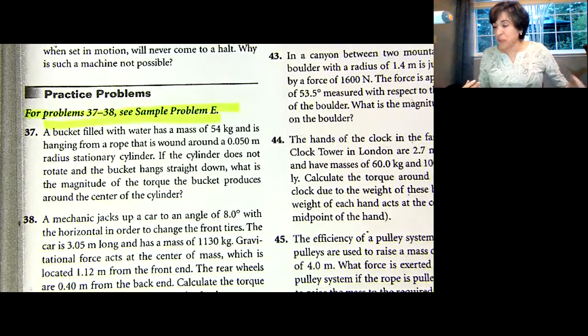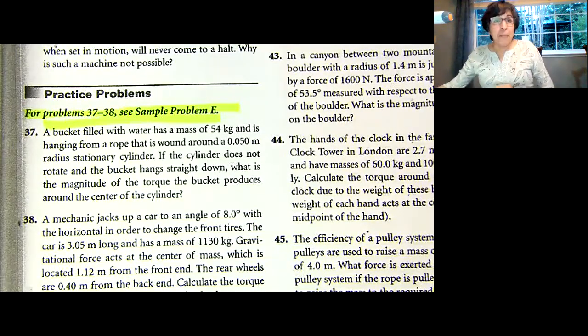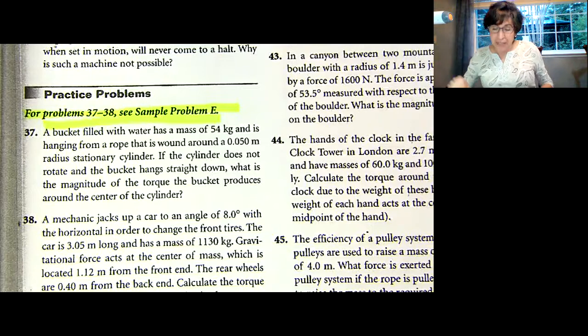All right, so let's read the first one. A bucket filled with water has a mass of 54 kilograms and is hanging from a rope that's wound around a 0.05 meter radius stationary cylinder. If the cylinder does not rotate and the bucket hangs straight down, what's the magnitude of the torque the bucket produces around the center of the cylinder?